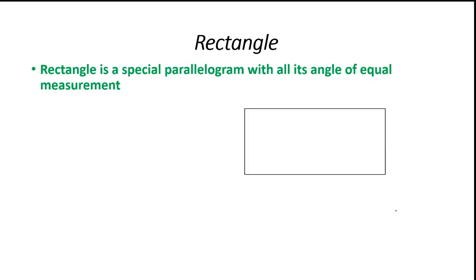Now, the second type of parallelogram is rectangle. This is the second type of parallelogram. Rectangle is a special parallelogram with all its angles of equal measurement. Suppose this is a rectangle ABCD. This is a special parallelogram with all its angles of equal measurement. Suppose one of the angles is x, so all the angles will be equal to x degrees.